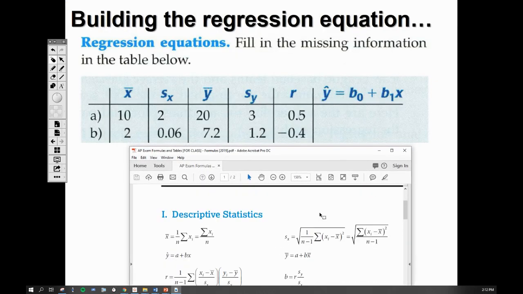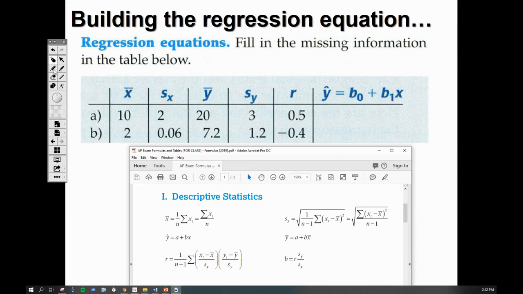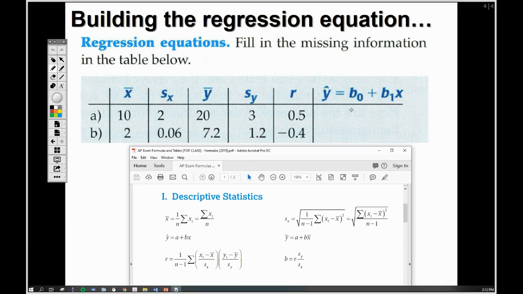I'm going to scoot this on up here and do the first one just to make sure that you got it right. So our slope here, b, is equal to r for the first one, which is 0.5, times the standard deviation of y, which is 3, and the standard deviation of x, which is 2, and 0.5 times 1.5 gives us a slope of 0.75. Half of 1.5. I didn't even need a calculator for that, really.